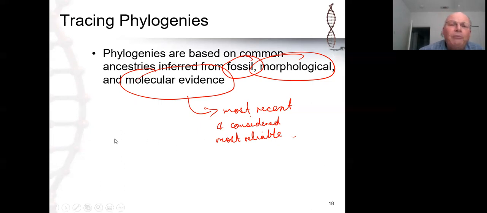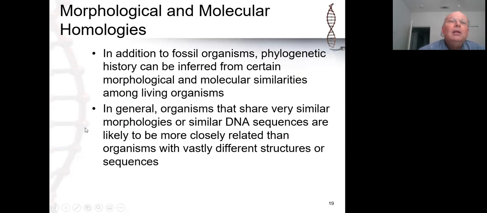So this is the reason why we consider molecular evidence to be the most reliable, because it really does have the story of a species or a taxon's phylogeny established or written in that genetic code, that genetic sequence. So one of the problems that we run into is this idea of homology versus analogy. We've talked about this briefly before, but this is where it really becomes a problem.